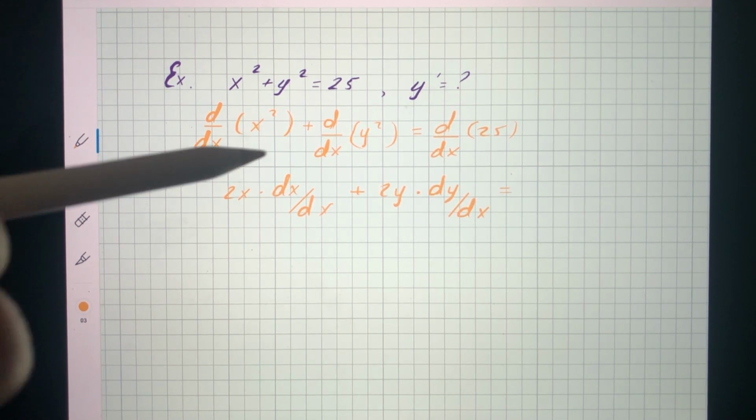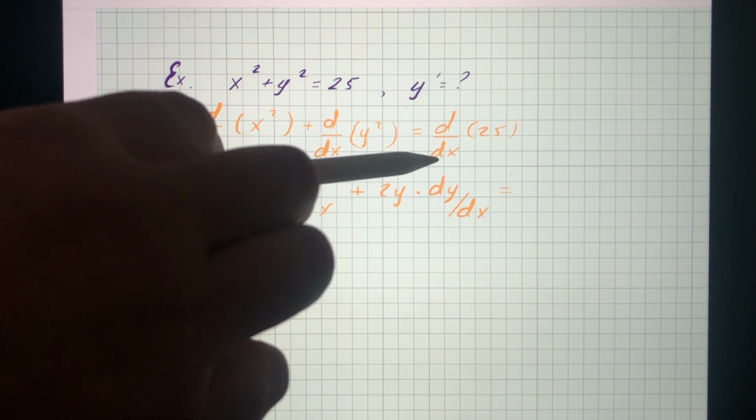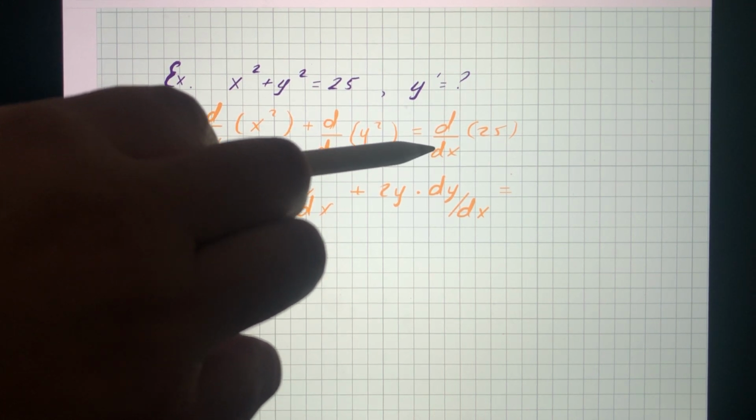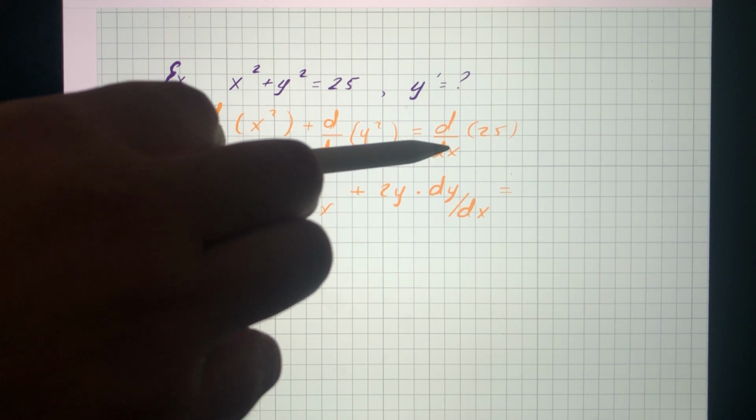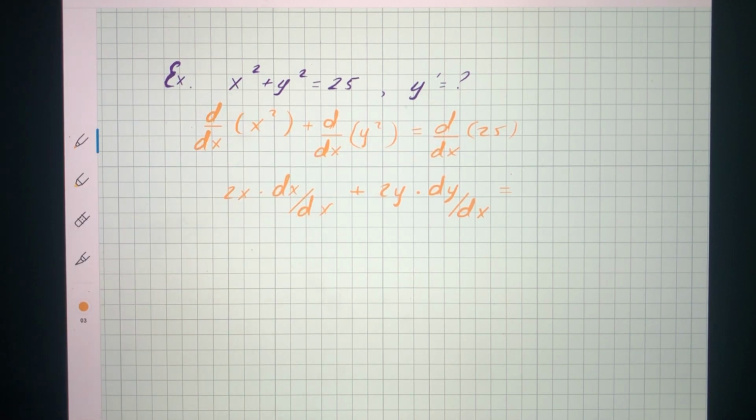On the other side, there is no x. So what is the change of 25 with respect to x? There is no change. The derivative of any constant is 0, and so we have 0. Now, the dx/dx is 1. That cancels off, leaving us with 2x plus 2y times dy/dx.